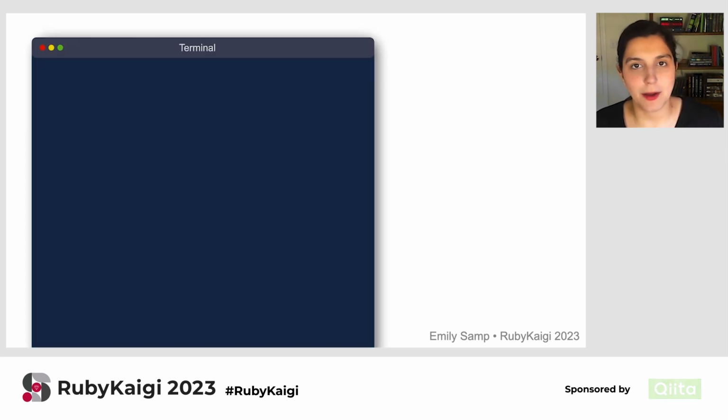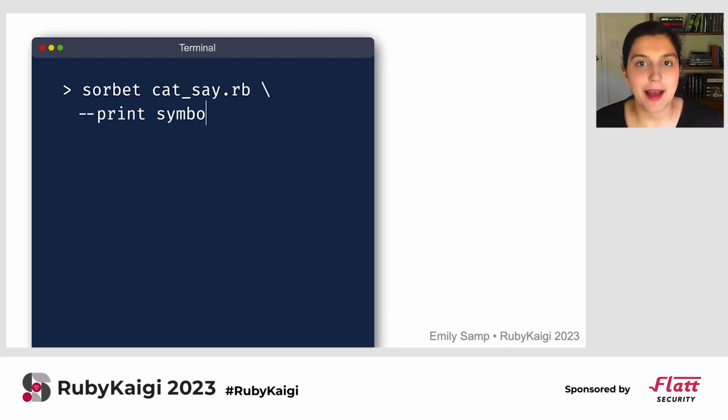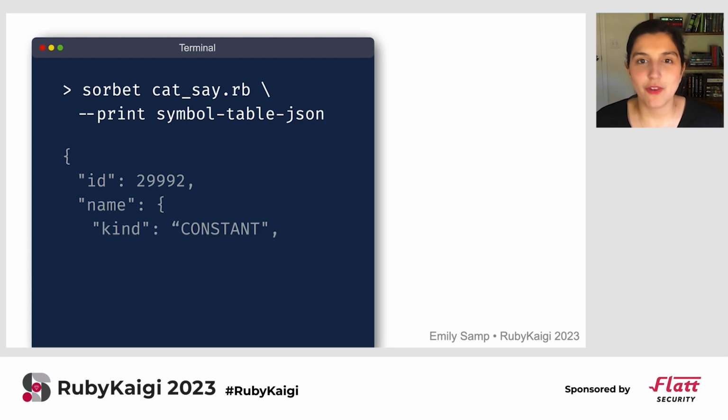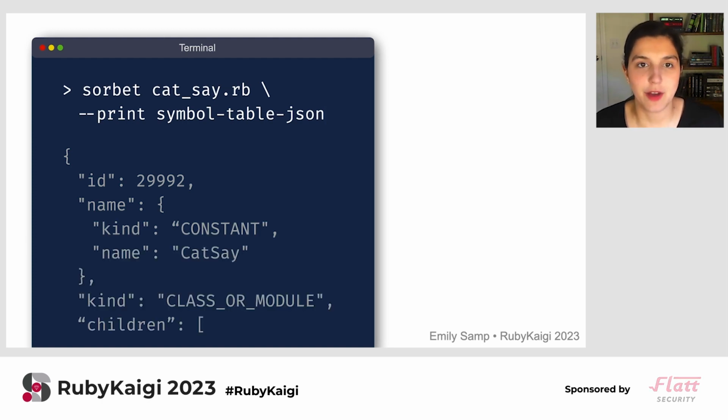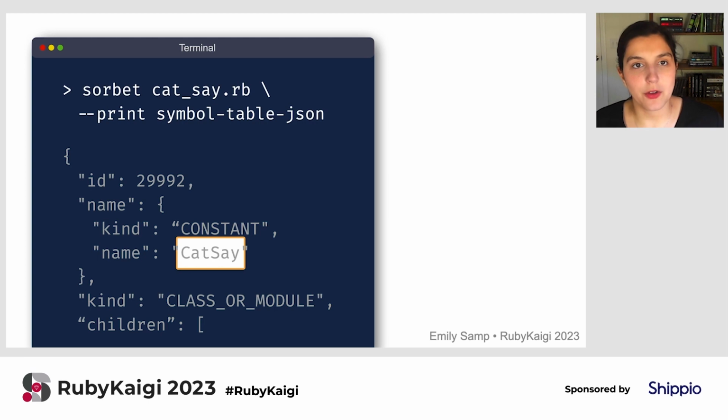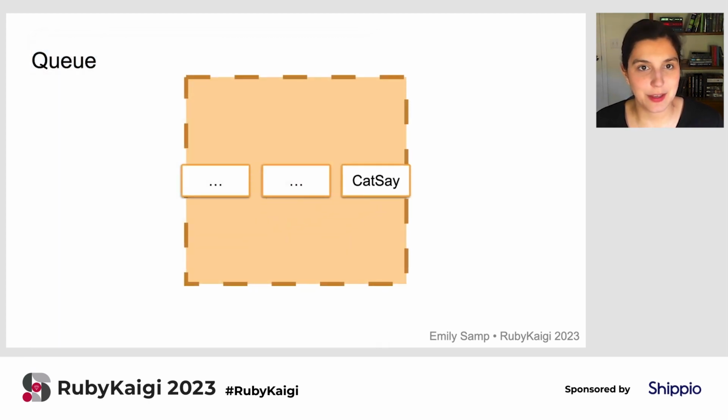As we've already talked about, Sorbet is capable of statically analyzing a Ruby codebase and providing information about it. By running Sorbet on the gem's codebase and passing the symbol table JSON argument, Tapioca can acquire a list of all of the constants statically defined in the gem's code in the format of a JSON object. Tapioca can then parse that JSON object, identify all the constants, and add them to the queue.